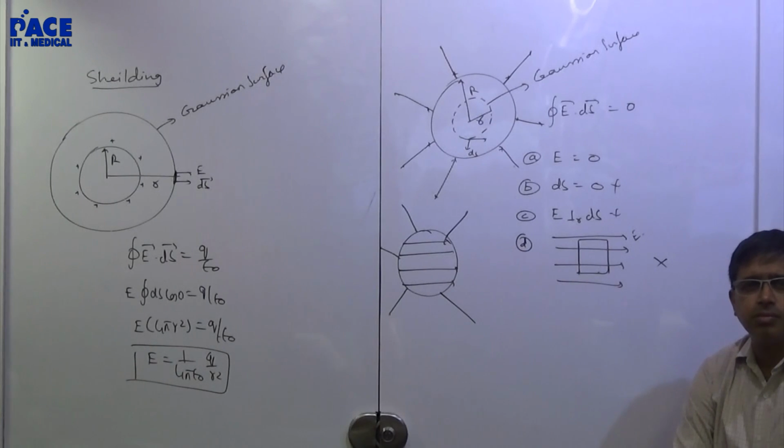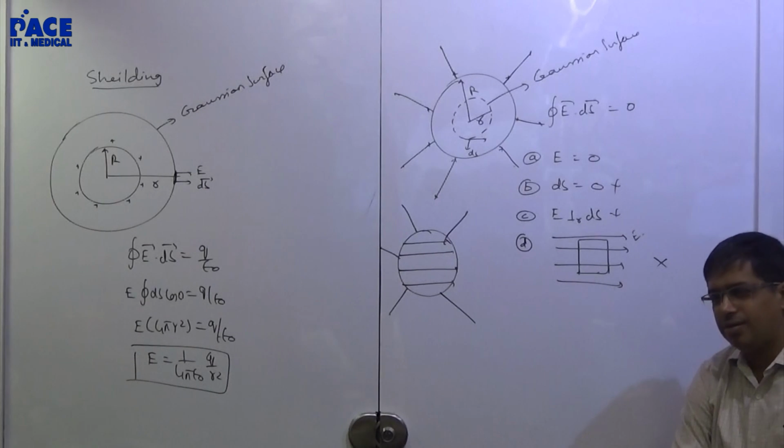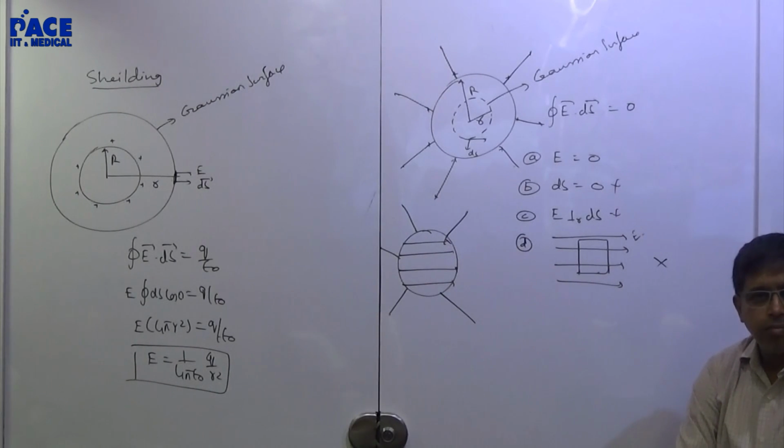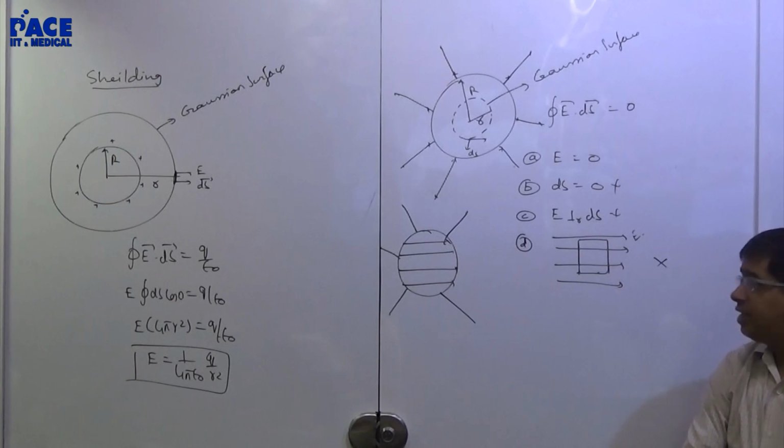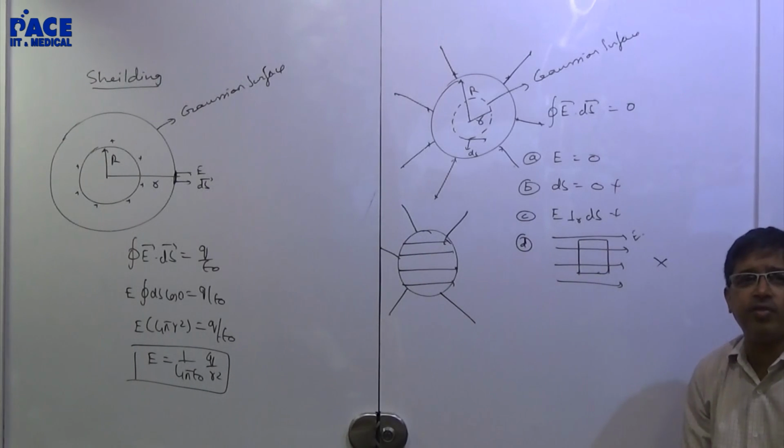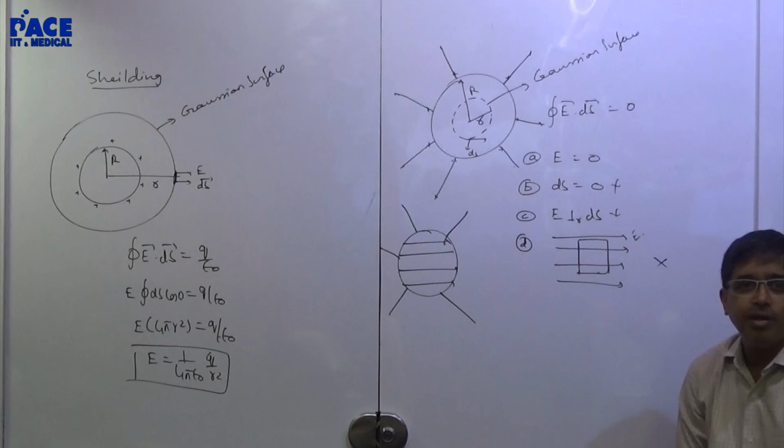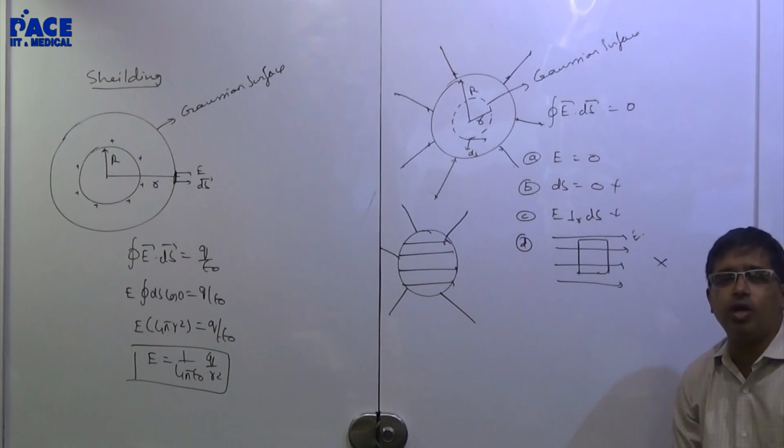Sir, is there any case in which ds can be 0? Can you go one bench back? I am unable to see you. The first bench is not visible for me. Sir, can you give a case in which the ds is 0? ds, you are considering a surface. Where from will you get ds 0? If you consider a surface, then ds will not be 0 for sure.